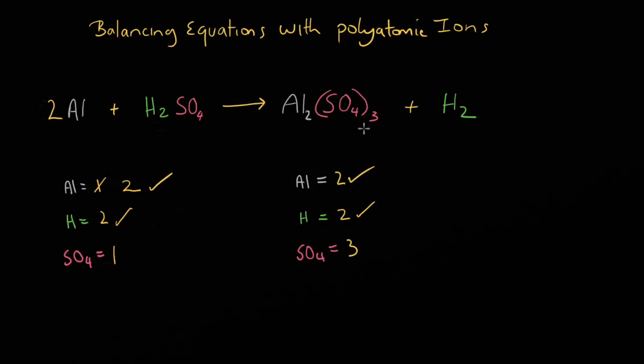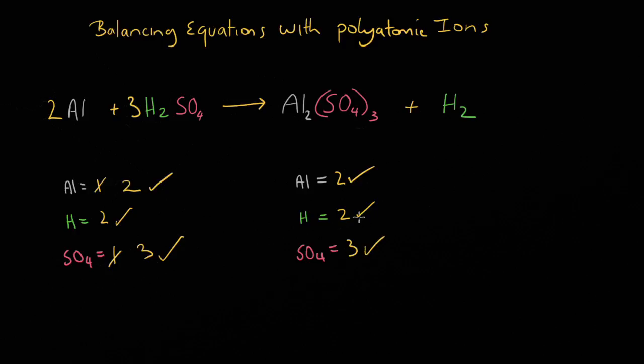Okay, so here's the issue. We've got to place a number in front of sulfuric acid that will give us 3 sulfates. So that number will be 3. So 3 times that 1 sulfate will now give us 3 sulfates.